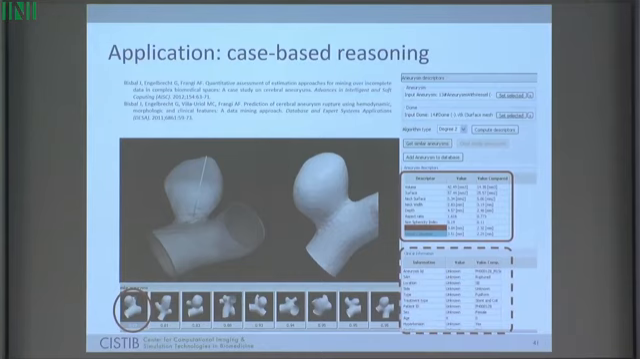So this is an example. So we have a database where we bring one aneurysm that is our test case, and we bring all the ones we have in our database ranked in terms of similarity. And then you can bring all the meta information, the context, alongside with it.